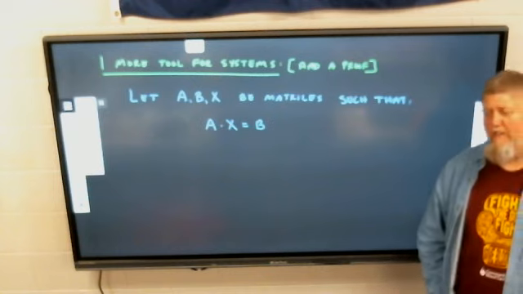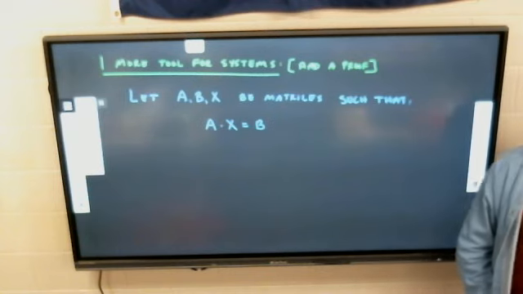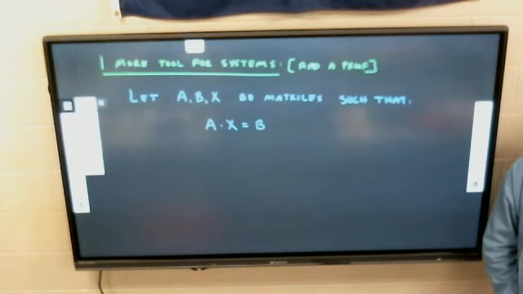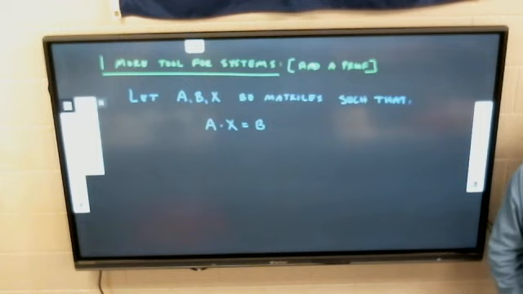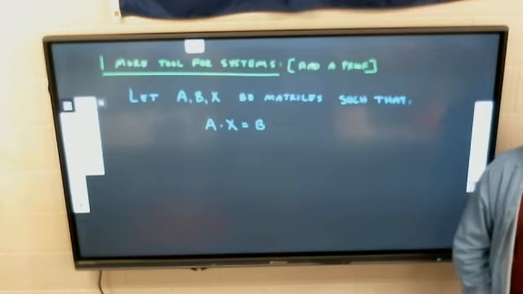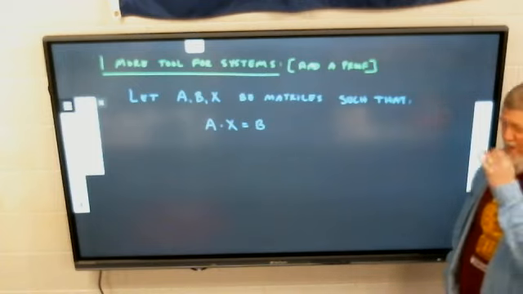Does anyone have a favorite yet? Like, I like Gaussian elimination. What'd you say? Determinants? You like to use determinants, using Cramer's rule? I like the formulas. I like Cramer's rule. Row echelon form, okay. Yeah, put it in row echelon.